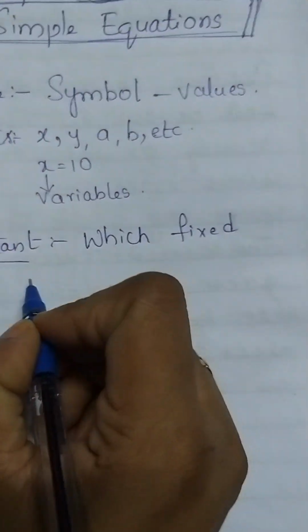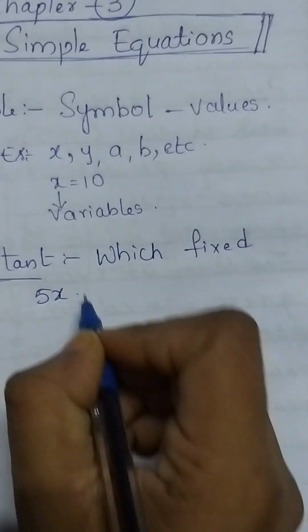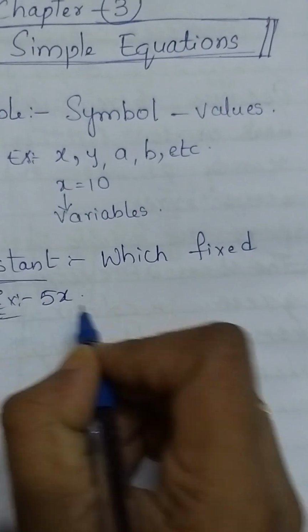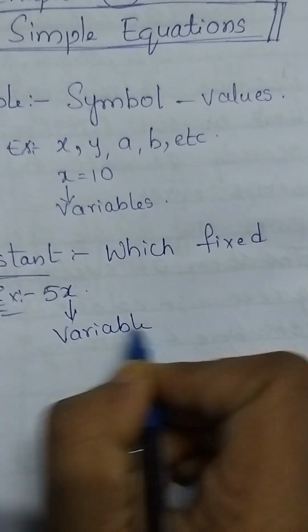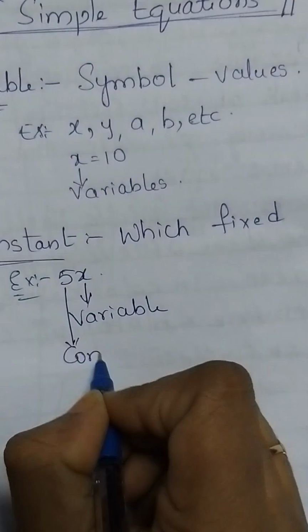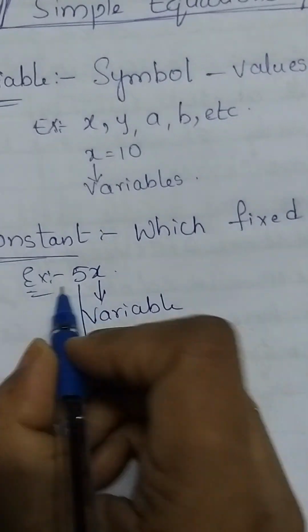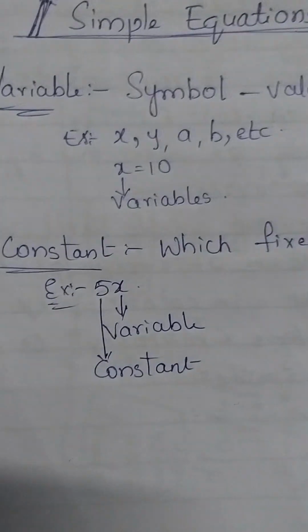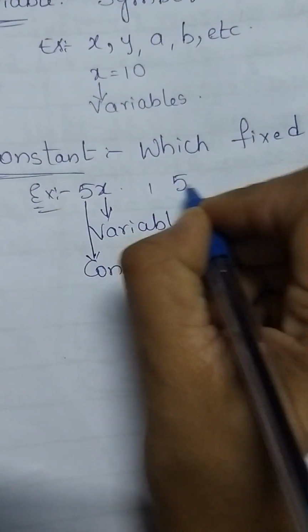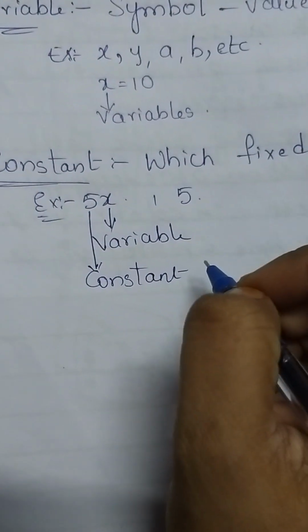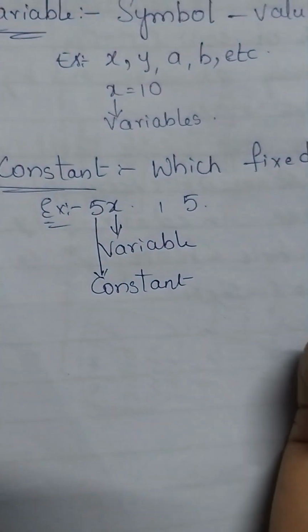For example, I will show 5x here. Example 5x, what is this? x is a variable, children. In this, 5 is a constant. We say it as constant. It will not change here. It is a fixed value. And let us take 5. 5 means this is a constant and x means a variable.